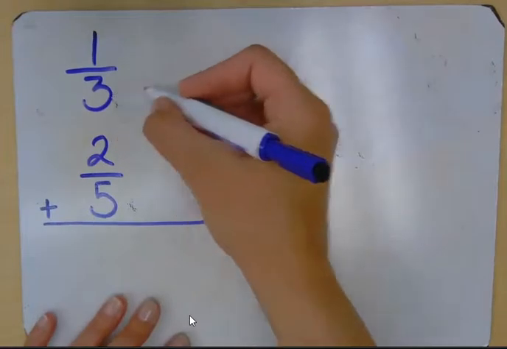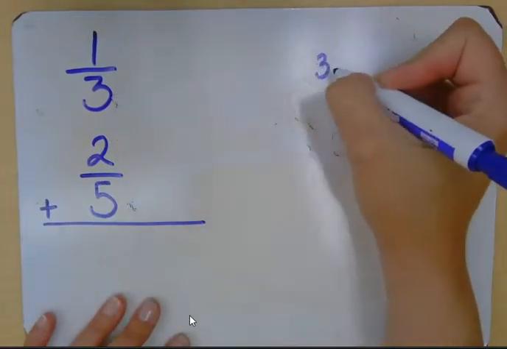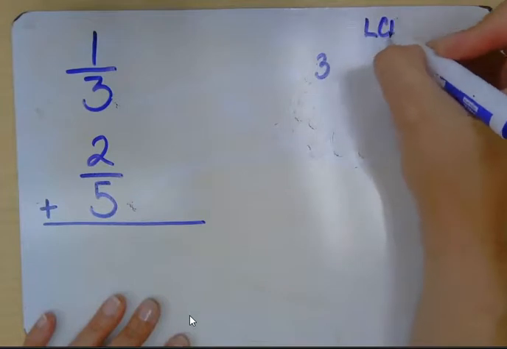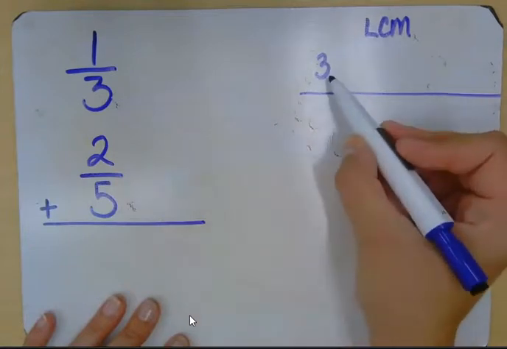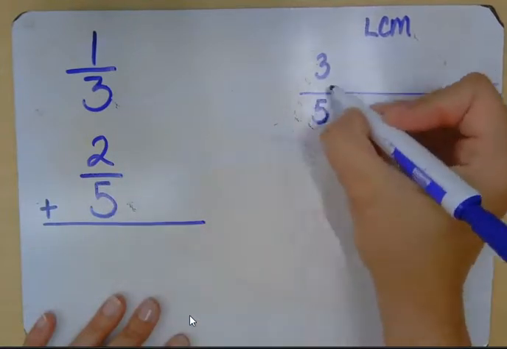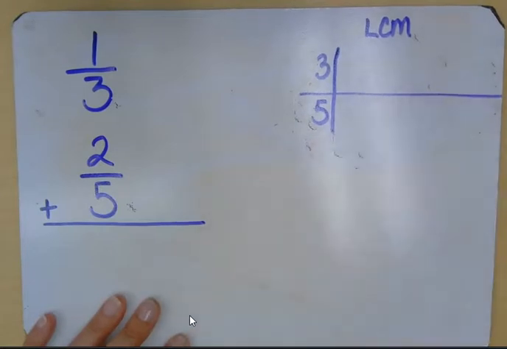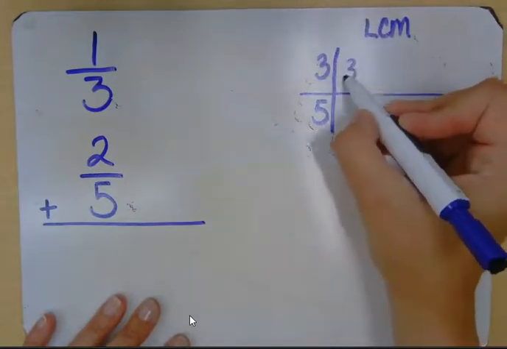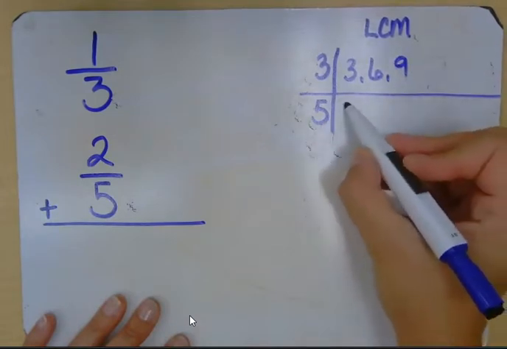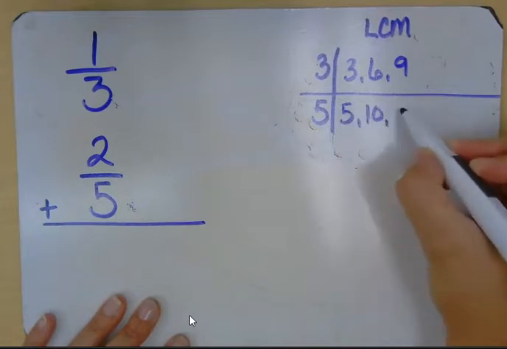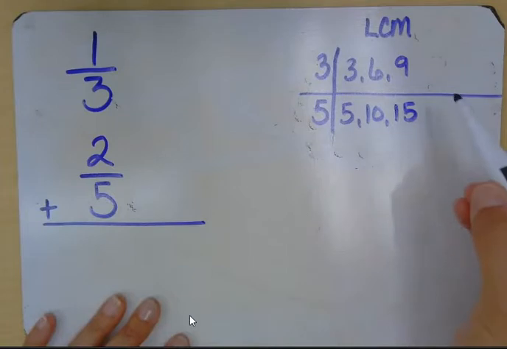In order to do that, I'm going to bring both my denominators that are unlike over here and create an LCM chart, a least common multiples chart. So first I'll start with our denominator of 3 and next our denominator of 5. I always like to write out my first 3 multiples of each number until I find that peanut. If I don't find it with the first 3 multiples, I keep going. So 3 times 1 is 3, 3 times 2 is 6, and 3 times 3 is 9. For 5, 5 times 1 is 5, 5 times 2 is 10, and 5 times 3 is 15. So far, no peanut. So let's keep going.